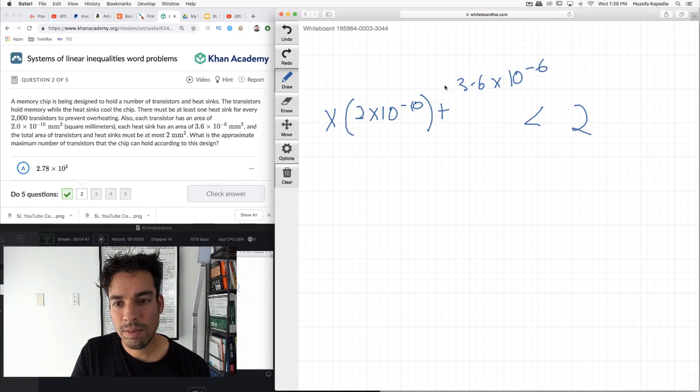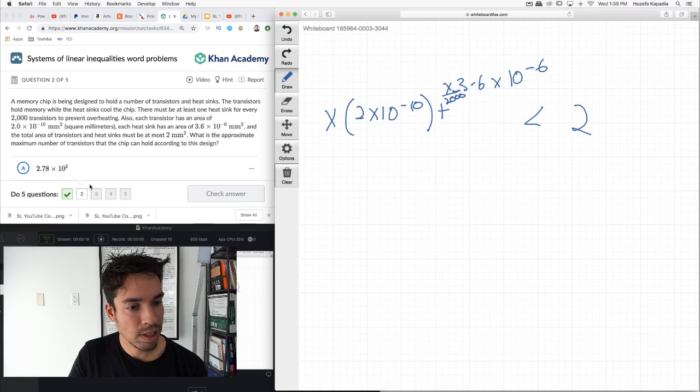And this is times X over 2,000. So it's like whatever the number of transistors roughly we'd have, if we have 2,000 transistors, we'd have 1 heat sink. So when this number gets to 2,000, this would get to 1. Now, it's not exactly accurate because if we have less than 2,000, I assume we're still going to have 1 heat sink. So this is kind of a rough estimate. And we could solve for x like this. This looks pretty messy, though. I wonder if there's a better way to do this.